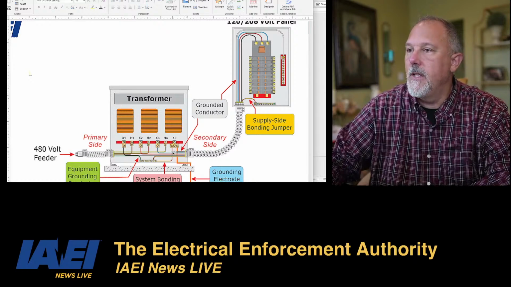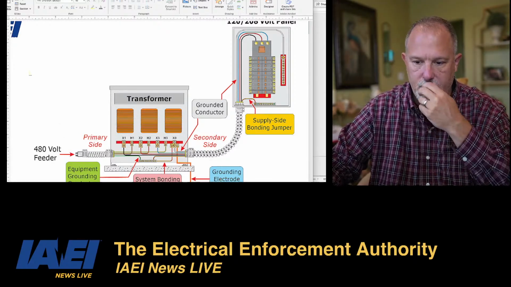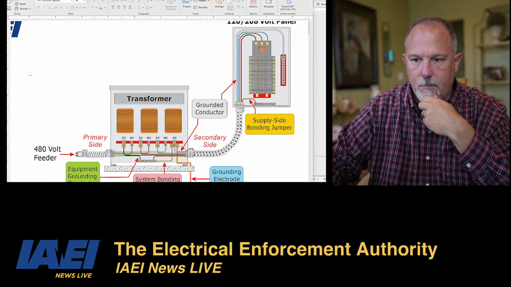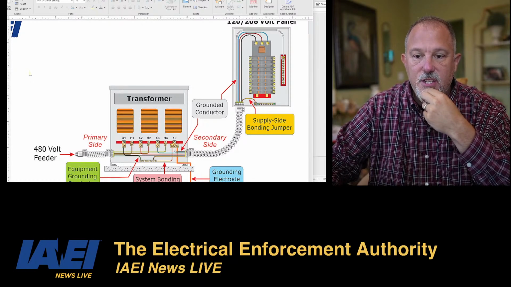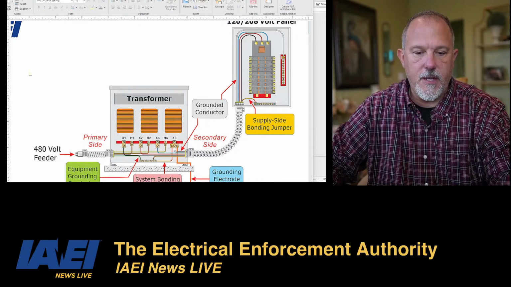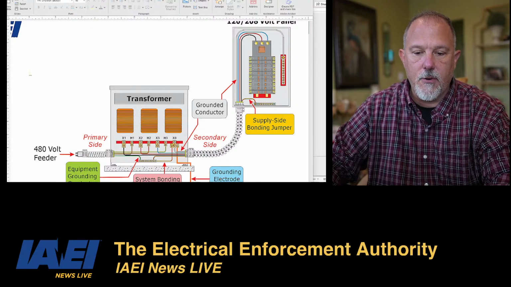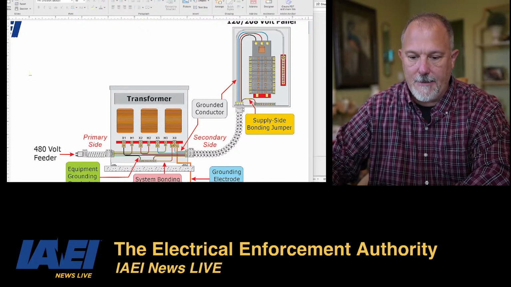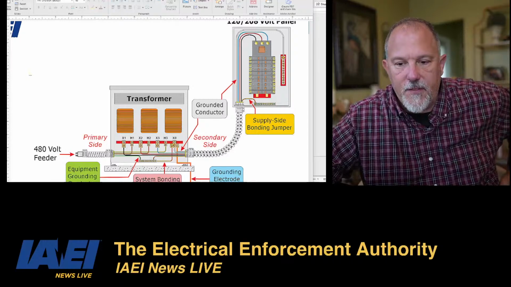All right. In that case, let's do this. I'm going to close this. I got so many things open. This is the 2023 code. If I look in Article 250, 250.35(A), grab your code book or get out your NFPA link.